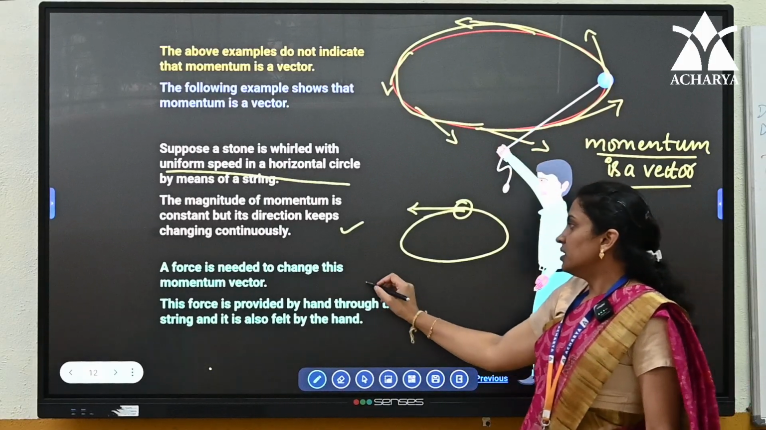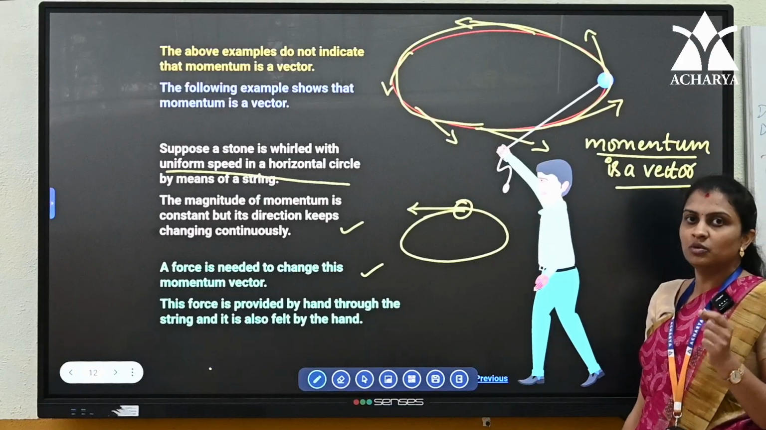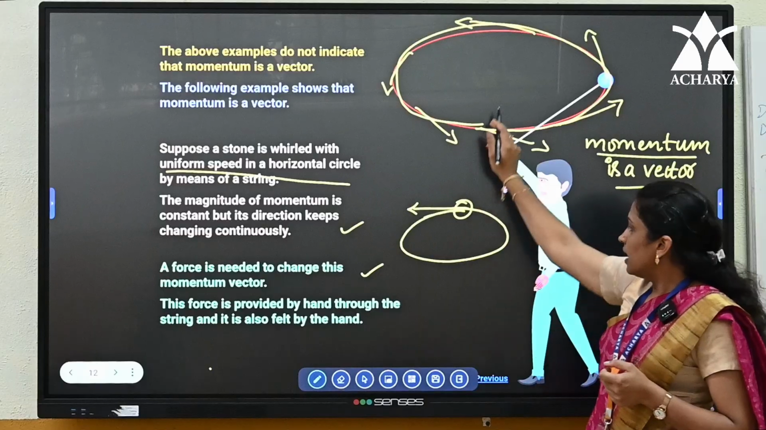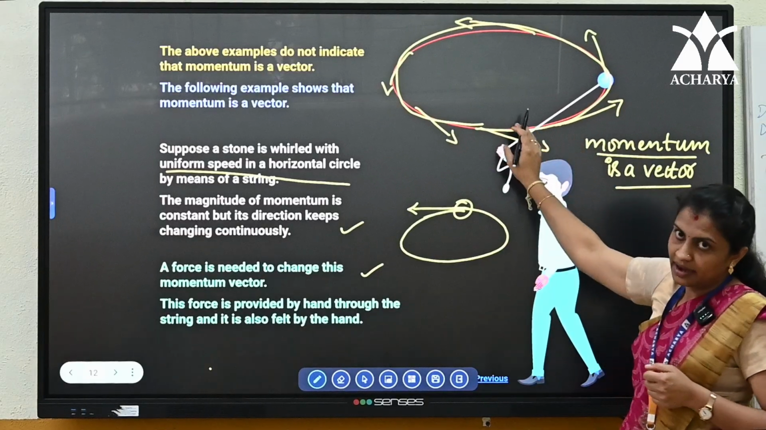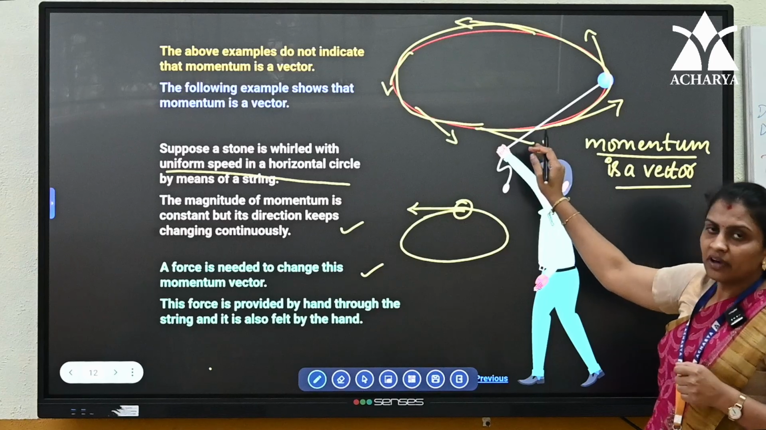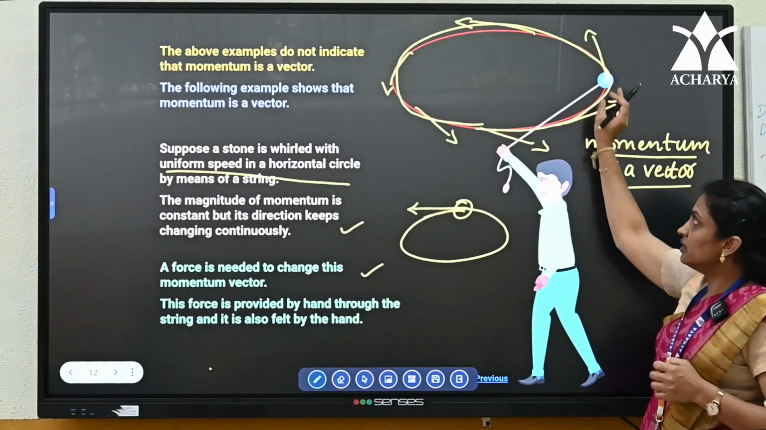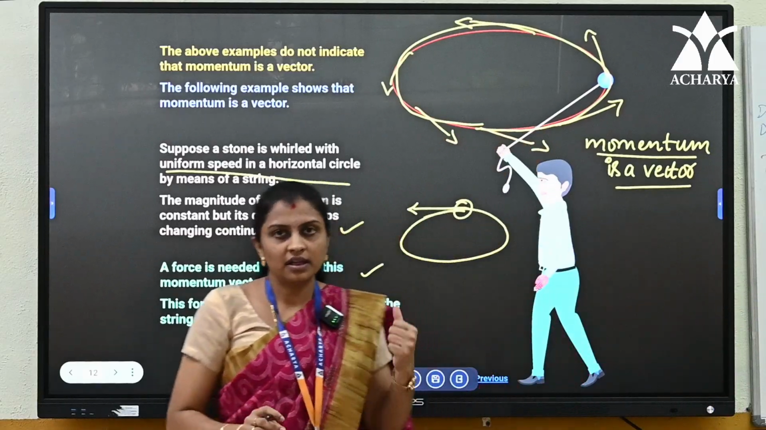And the next point is that force is needed to change this momentum vector. The force is provided by the hand through the string, and it is also felt by the hand. So this is a very good example for momentum when the man whirls the stone in a circle by means of a string. This is a very important example.